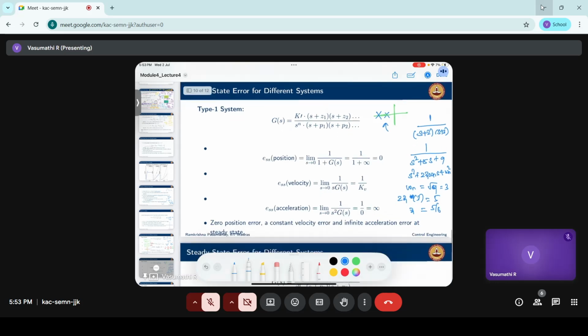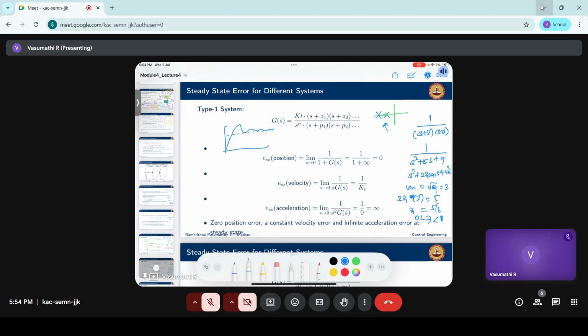So this zeta will be lesser than 1, within the range of 0 to 1. So I can say the system exhibits an underdamped behavior, right? Some peak overshoot should be there, and at last it is going to reach a steady state value. That I can ensure about this.